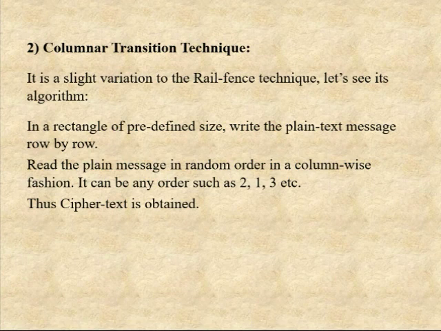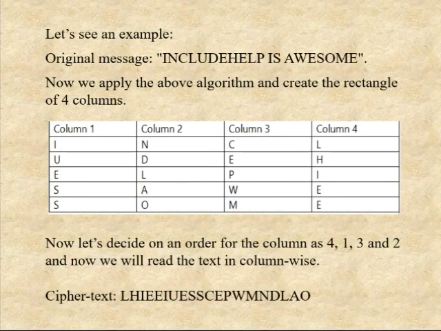Thus the ciphertext is obtained. For example, the plain text or original text is "include help is awesome". We apply the above algorithm and create the rectangle form of 4 columns. In the 4 columns, let's decide on an order of the key values: 4, 1, 3 and 2, and then read the text column-wise.